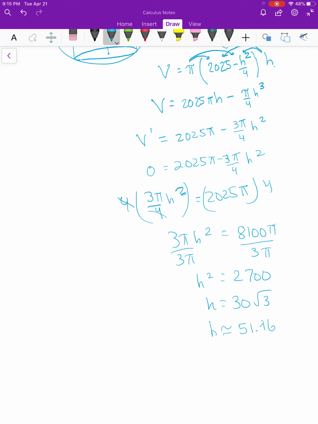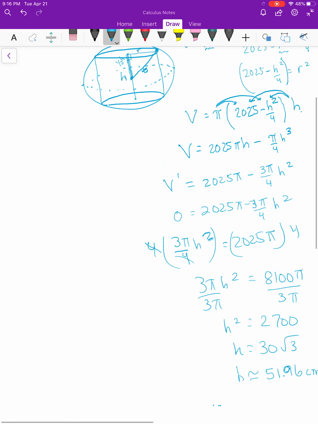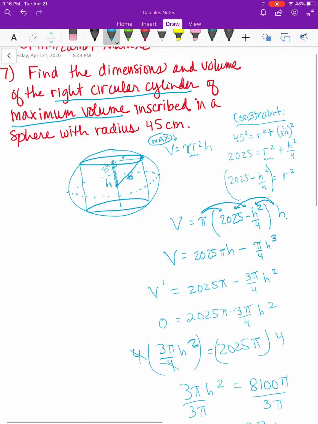So when you're working this problem, it asks for the dimensions and the volume, and it asks you to round to the nearest hundredth. So I would have taken that 30 root 3 and got myself a decimal and rounded to the nearest hundredth, and I would have gotten 51.96, and that's centimeters.